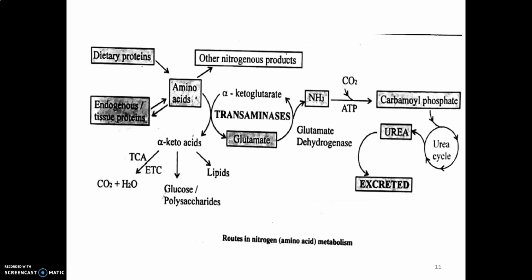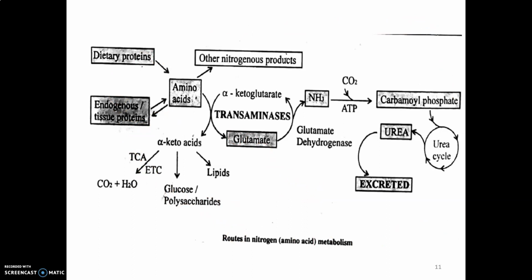Now coming to the next one. See, we have got an amino acid here. The process starts with the transaminase reaction. So you got glutamate. Glutamate can eliminate ammonia, which can enter into the urea cycle, where finally this nitrogen is excreted. So this gives the whole picture of protein metabolism. This entire slide will give you the whole picture of protein metabolism.